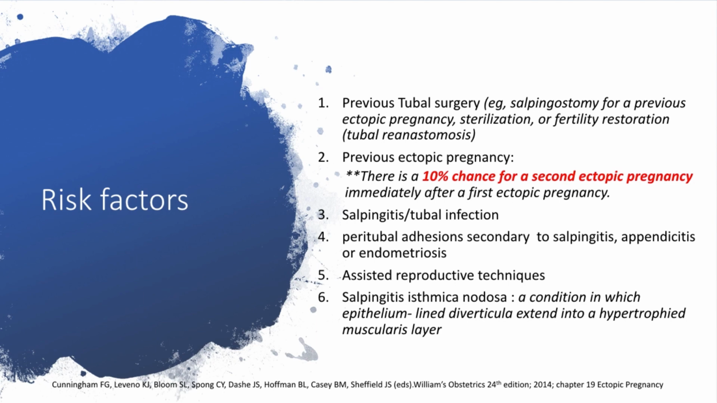Other risk factors include salpingitis or a tubal infection, peritubal adhesion secondary to salpingitis, appendicitis, or endometriosis. There's also increased incidence of ectopic pregnancies in assisted reproductive techniques. And finally, salpingitis isthmica nodosa, which is a condition in which epithelium-lined diverticula extend into a hypertrophied muscularis layer.